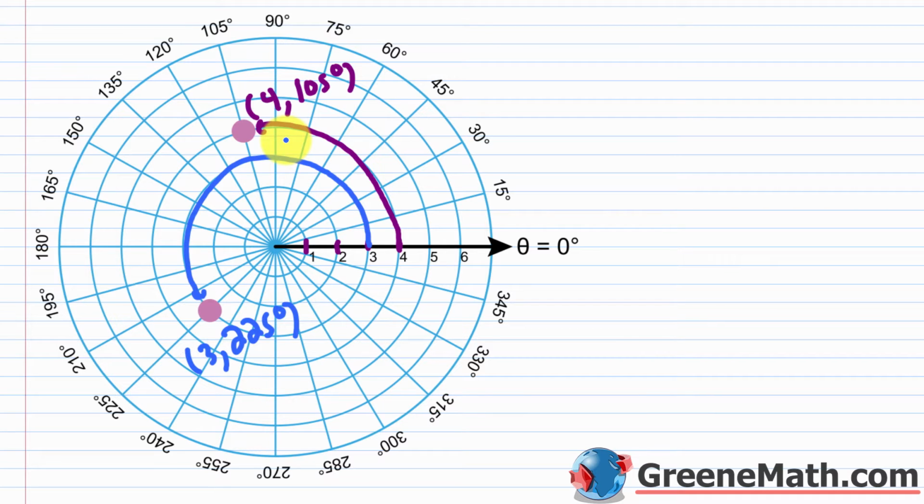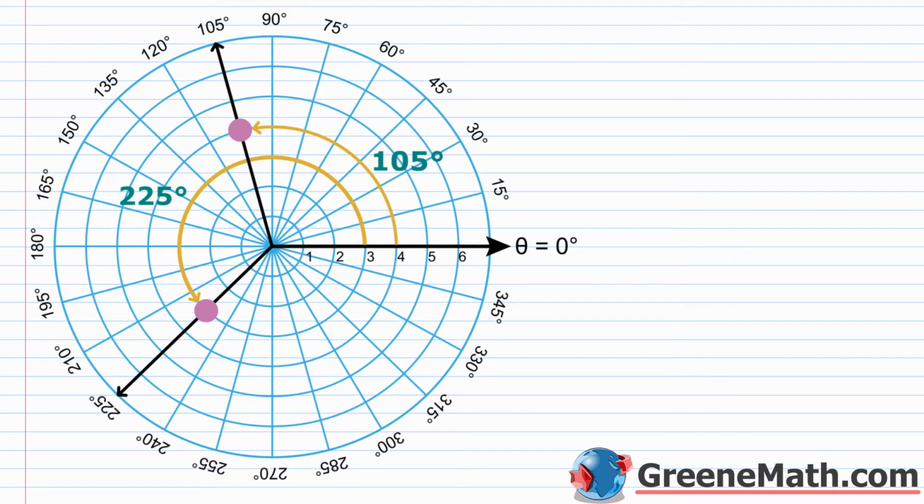Now I want to think about, if I had a little line segment drawn connecting those 2 points, I want the length of that line segment, which is the distance between those two. The first thing we need is to figure out what is the angle between the two. So what is this angle right here? Well, if I start from here and go all the way out here, that's a 225 degree angle. But this angle here is only 105 degrees.